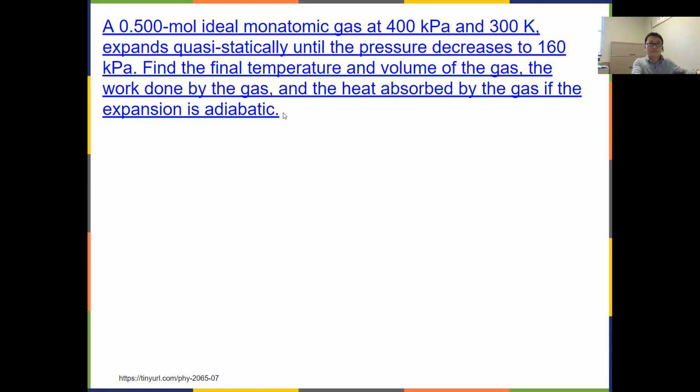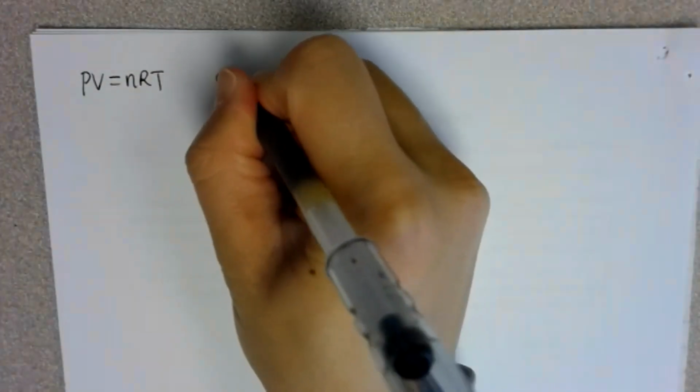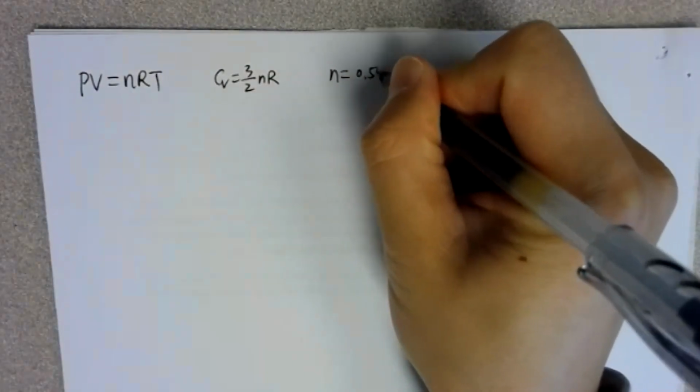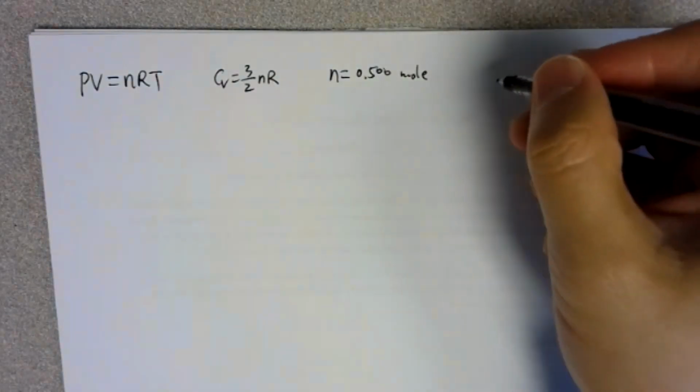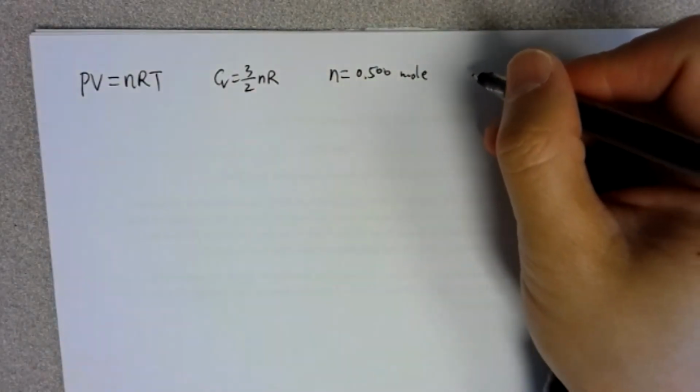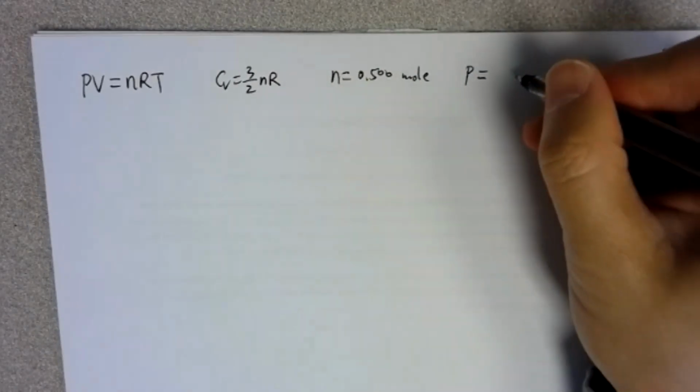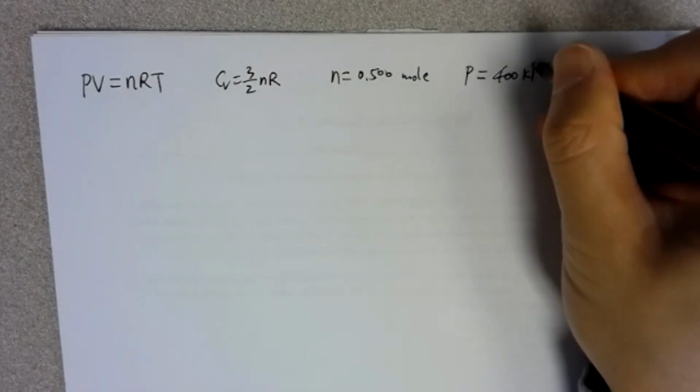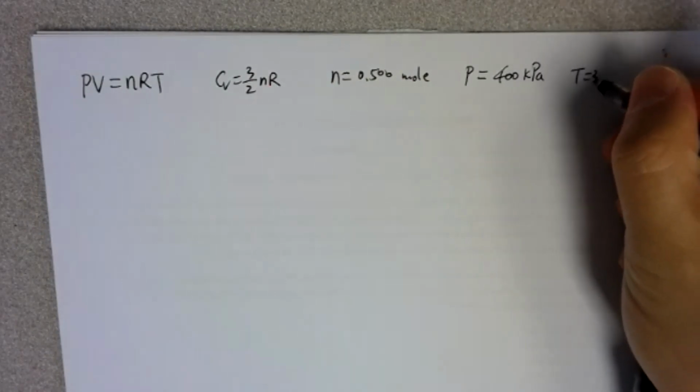Okay, so for adiabatic, now a few key things here. Whenever you see an ideal gas, you will just put down the ideal gas equation PV equals nRT first. That's the equation you can refer to and use. So ideal gas means PV equals nRT. Monatomic gas means Cv is equal to 3/2 nR. n here is 0.500 mole, and P is equal to 400 kilopascal times 10 to the third, and temperature equal to 300 Kelvin.